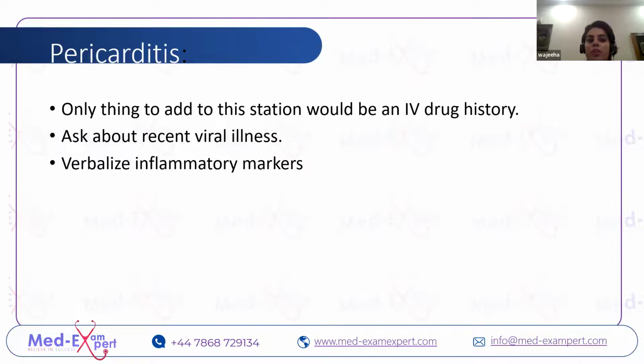The second station we are going to discuss today is pericarditis, right? Now, there is another important thing that academies won't teach you, right?